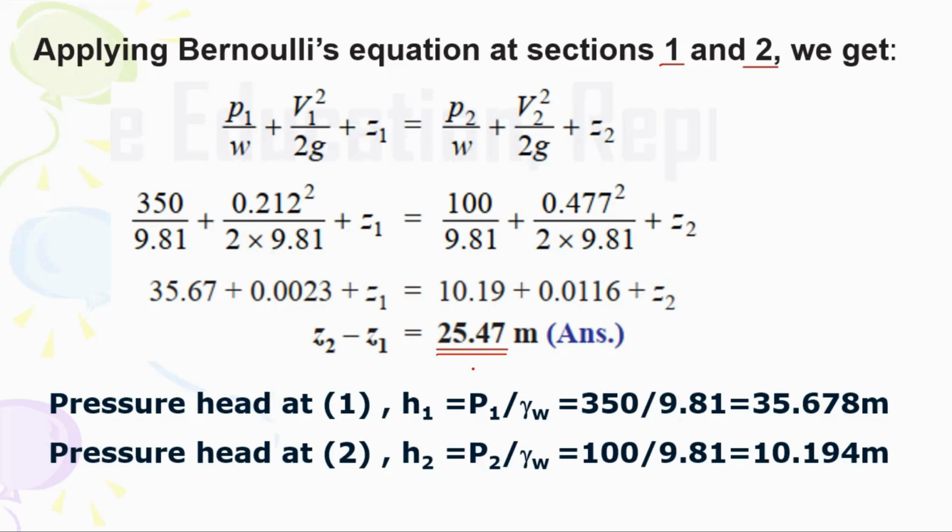This is the answer. Now, if you are asked pressure head at section 1, which means pressure 1 over specific weight, you can find 35.678 meters. The same is true for head 2, which is P2 over gamma. Then you can find 10.194 meters. So these are the answers.